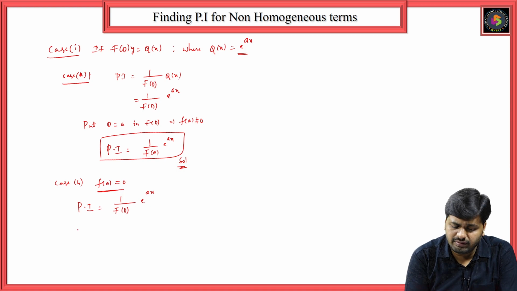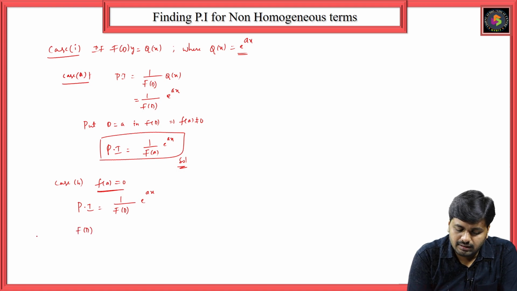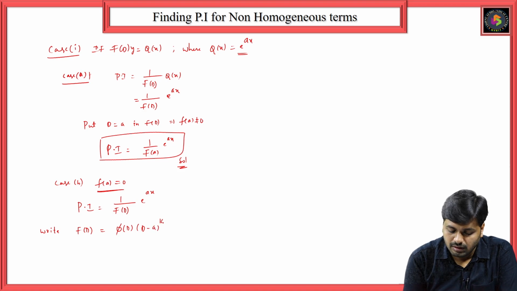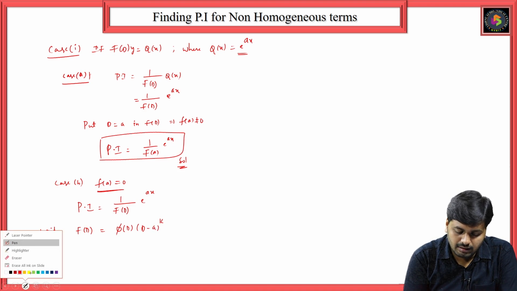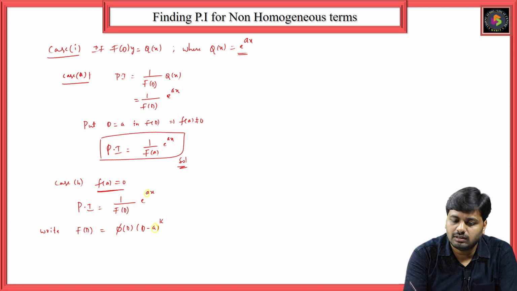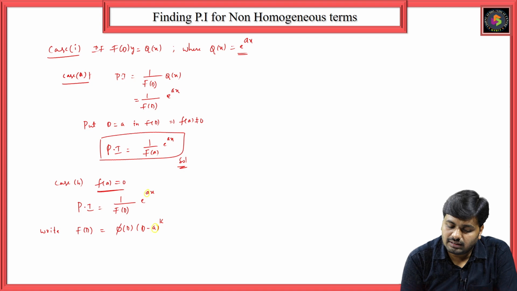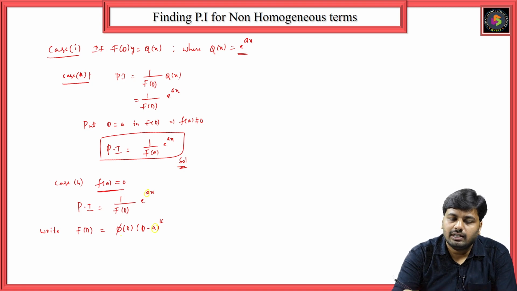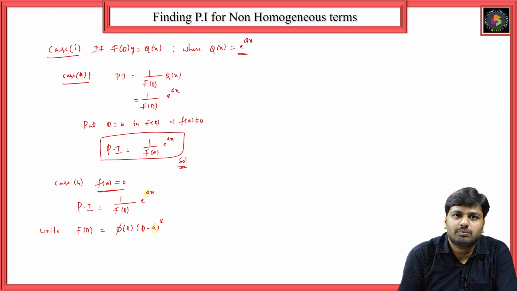So we write f of D as phi of D into (D minus a) whole power k. Here this a and this a will be equal. Then D minus a means a is one of the roots of the complementary function. In such cases, this will be the same. So it is easy to identify which case will apply for the given problem.